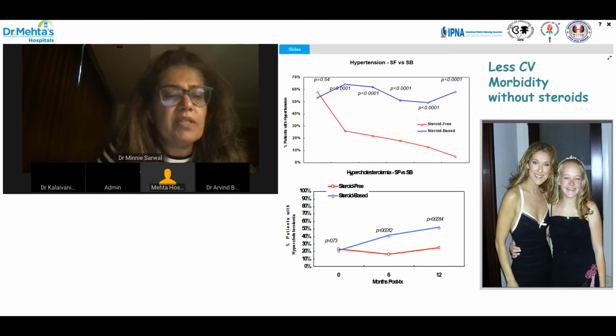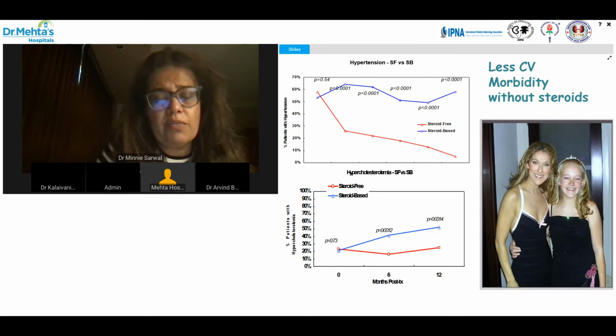post-transplant, the percentage of patients that had hypercholesterolemia is again significantly lower over time. And you can see there's a stabilization of effect between 6 and 12 months. The big difference is seen between 0 and 6 months, when the steroid dose is probably the highest in the steroid-based patients. And then the whole issue of non-adherence is partly related to how a teenager perceives that they look like in the mirror.